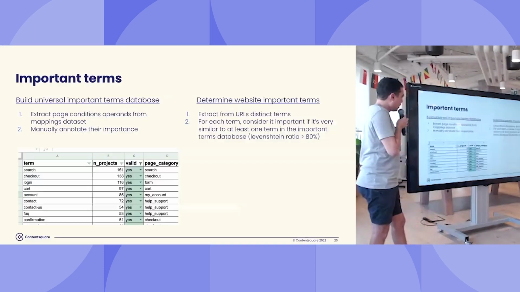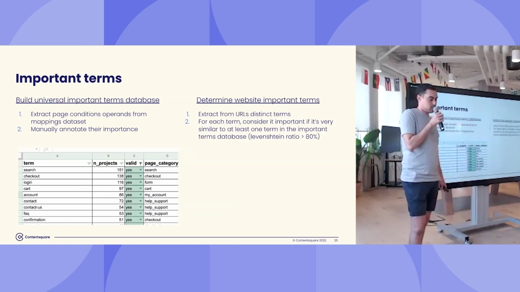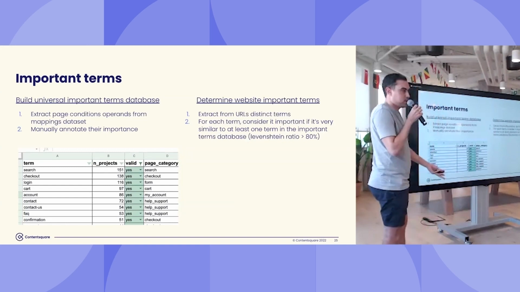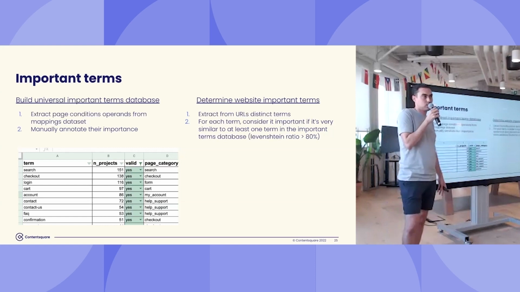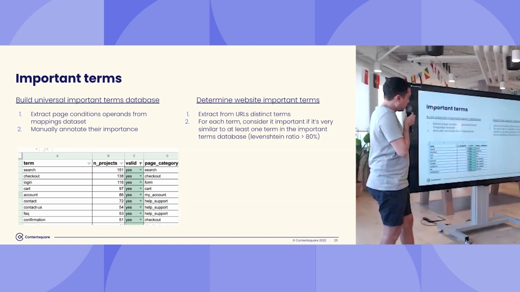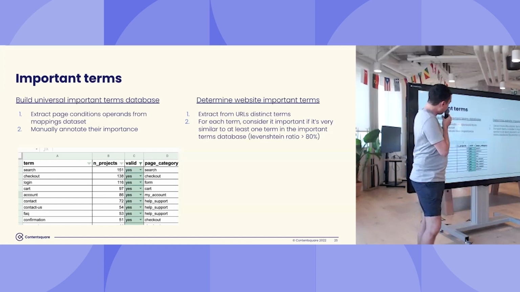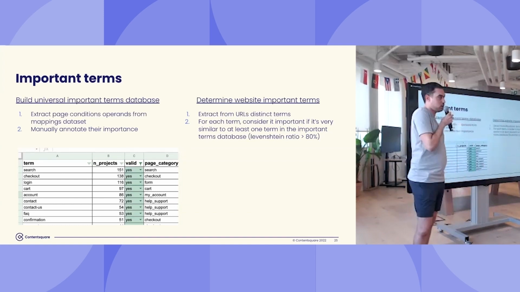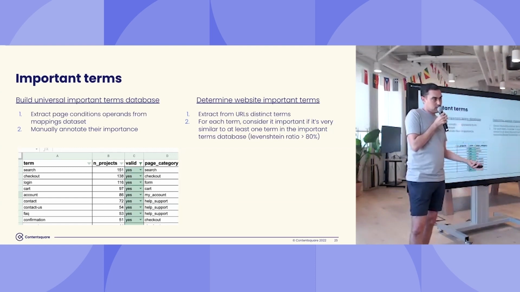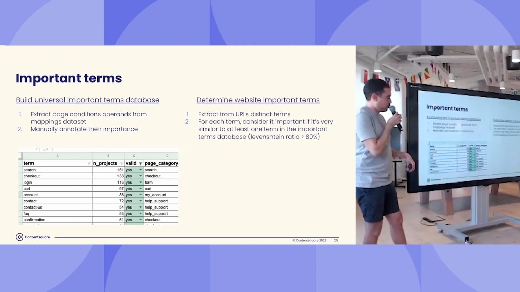In solution 2, we said we need to determine in one website what the important terms are. And so the question is, how do we actually determine the important terms in one website? First, we built what we call the universal important terms database. We built it using the following steps. We took all the conditions that built our mappings in the dataset. We extracted all the keywords that were used there, and then we manually labeled whether they are important or not.